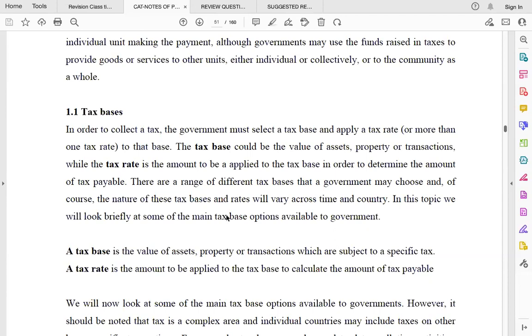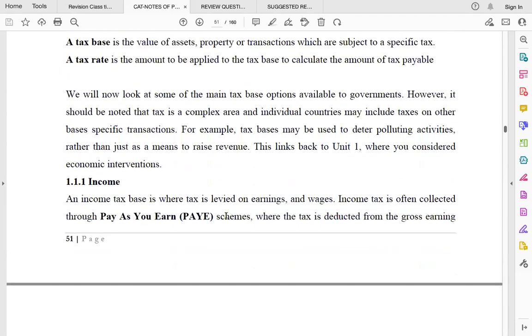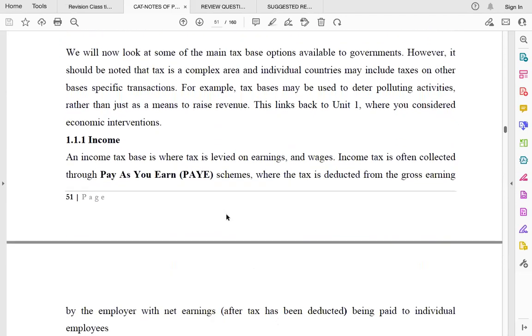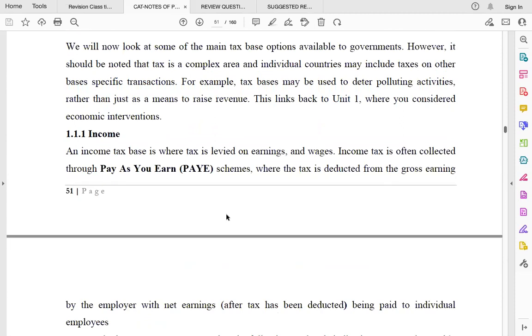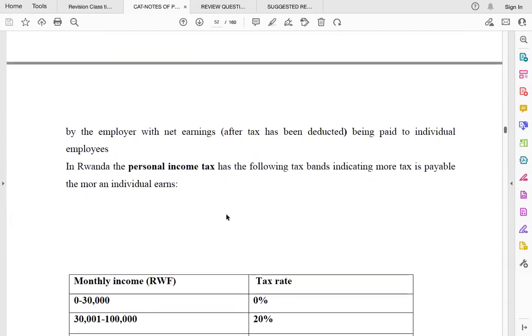Tax base is the value of the asset or any other item, property, transaction or service on the basis of which a tax will be calculated. Whereas a tax rate is the amount to be applied to the tax base to calculate the taxable amount or the tax payable. Is that clear now, the difference? It's clear now. We have income as a tax base, and income can be a tax base for income tax, like pay as you earn. The tax base is income, like personal income tax.